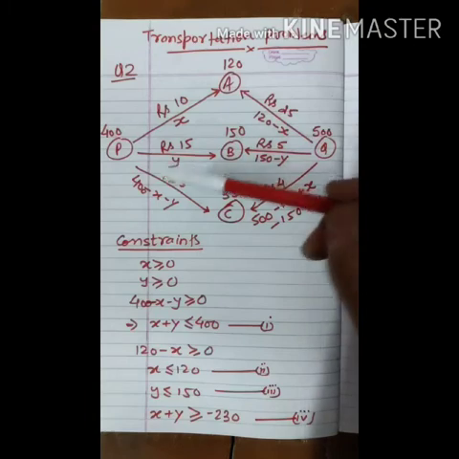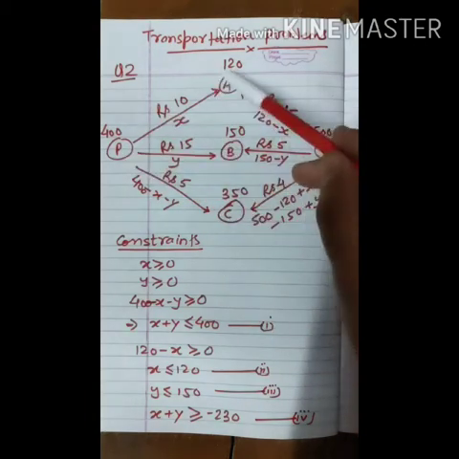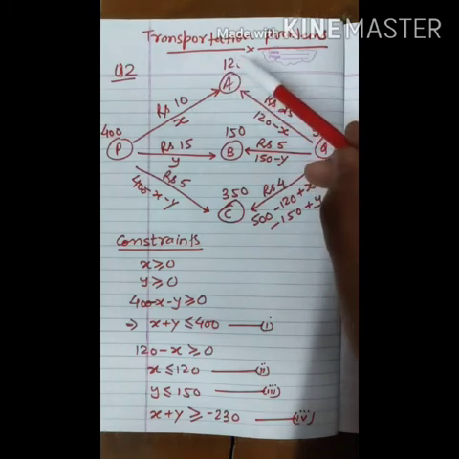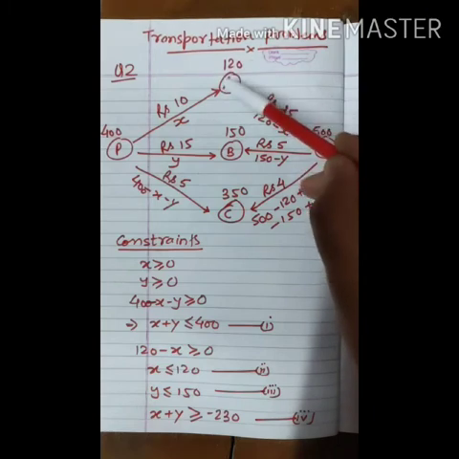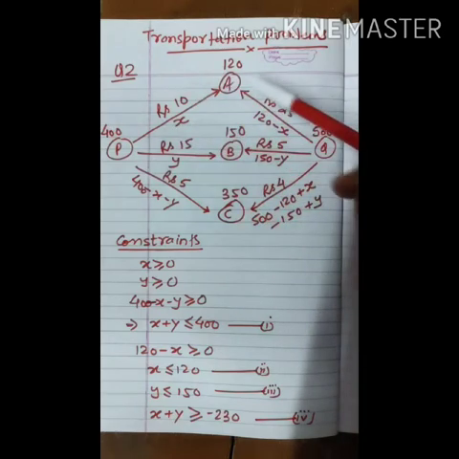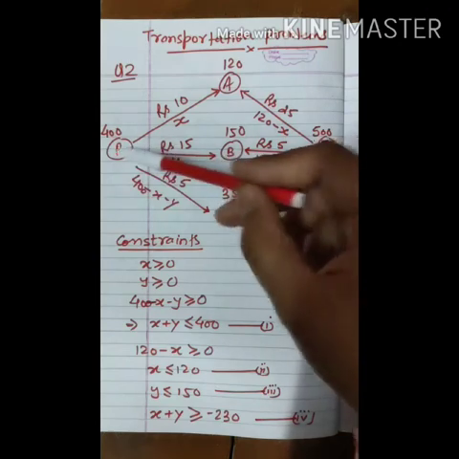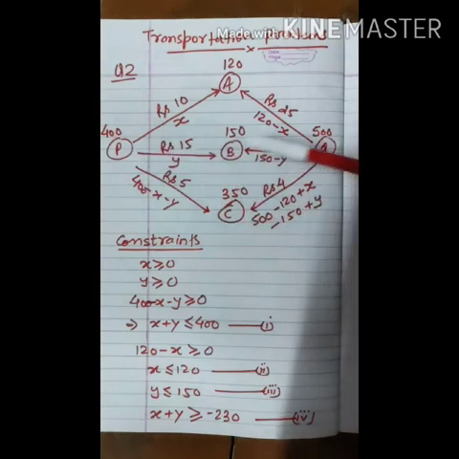Now let us suppose X units are delivered from P to A. Okay, now the daily requirement of shop A is 120 units. So shop A will take X units from P, and the remaining, that is 120 minus X, will be taken from factory Q. Similarly, B takes Y units from P, and the remaining, that is 150 minus Y, from Q.